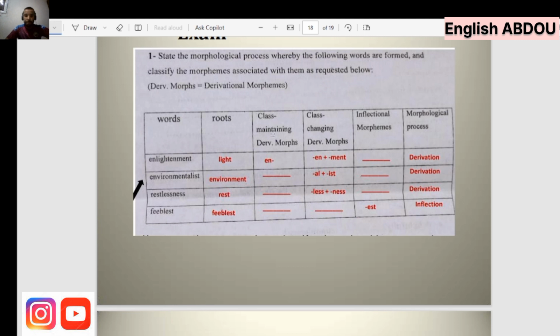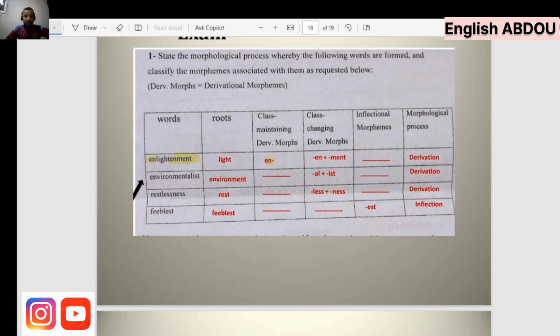So here the first en, which is at the beginning, doesn't change the meaning, so it is class maintaining. But the last one is class changing, because it changed enlight from noun to verb, enlighten. And also we have -ment, which is also class changing, because it changes the word to a noun. And here the morphological process that we have, so we have here -ment, it is the last one, and it is the head, so it is derivation.